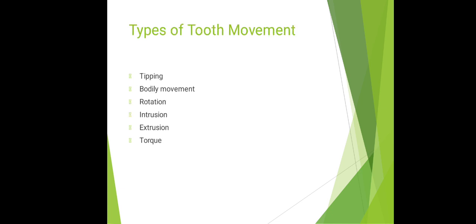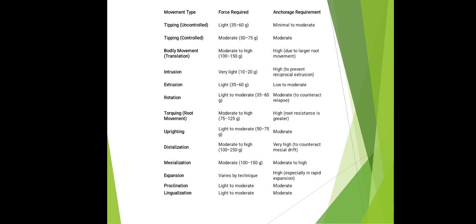Types of tooth movement: tipping, bodily movement, rotation, intrusion, extrusion, and torque. Different types of tooth movement. Tipping has two types: uncontrolled tipping and controlled tipping. The anchorage requirement is moderate to minimal. Bodily movement has a high anchorage requirement.